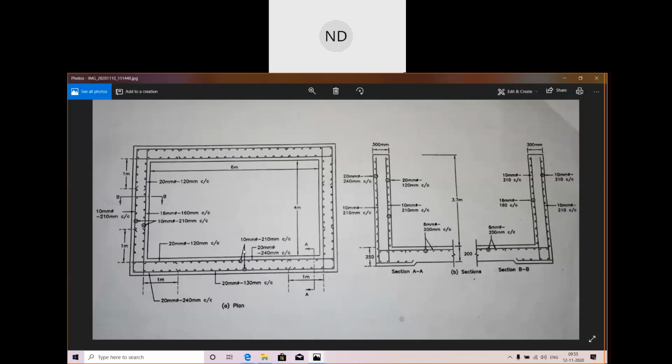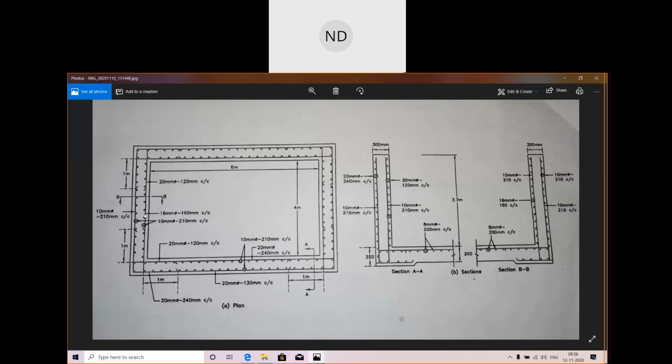Then we have the distribution bars. At the center we have 10 mm dia bars, 210 mm center to center spacing. The main bars again at the center are 20 mm dia bars, 240 mm center to center spacing. This was along the longer wall, and we also designed along the shorter wall. For the shorter wall, the distribution bars are 10 mm dia, 210 mm center to center spacing.